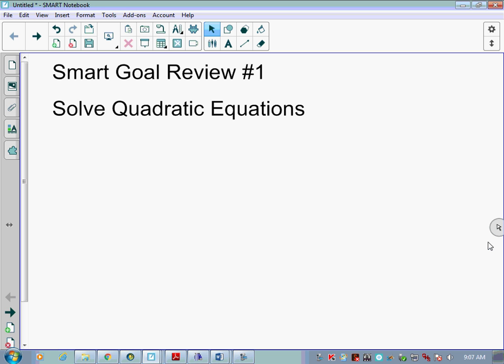This is SMART goal number 1 review, solving quadratic equations. And so I actually want you guys to get out pencil, paper. I want you to work these out. I want you to try to get an answer, okay? All right. Now, for the most part, these are going to be solving for the 2 possible solutions.